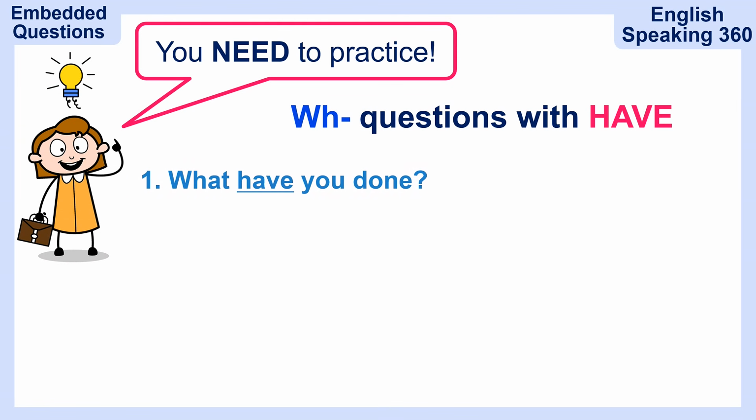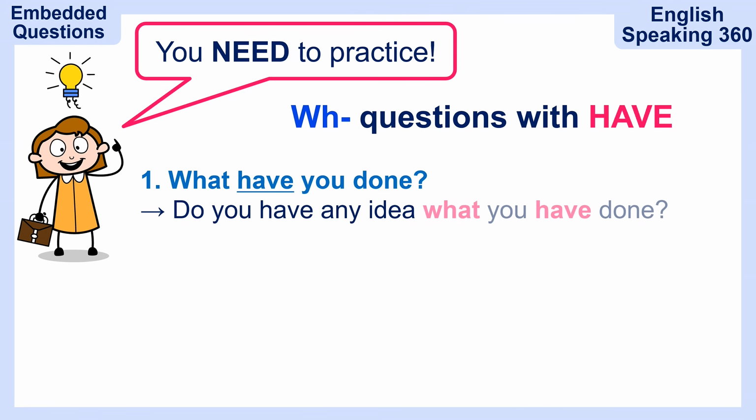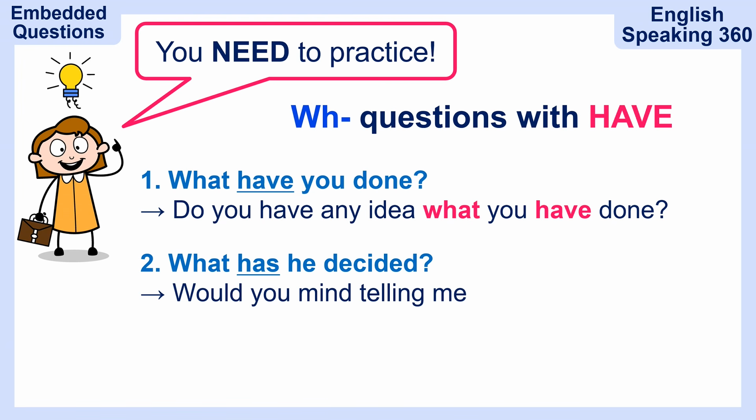You need to practice. What have you done? Try to use do you have any idea? Do you have any idea what you have done? That is something we say very often. Number 2, what has he decided? Would you mind telling me? Would you mind telling me what he has decided?